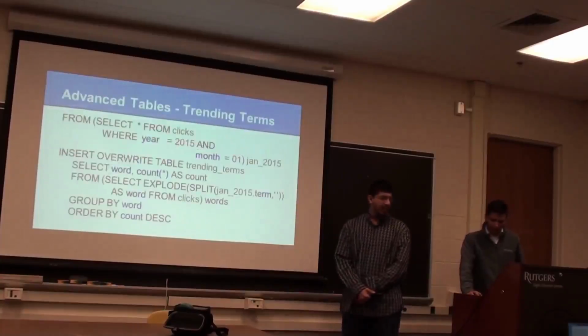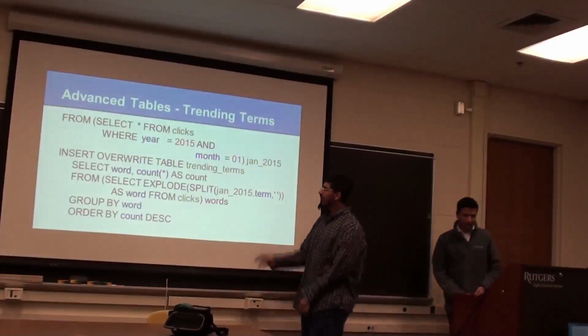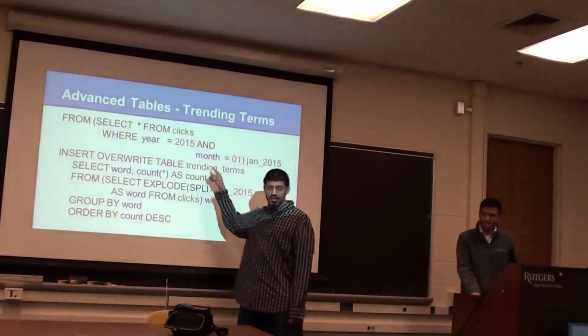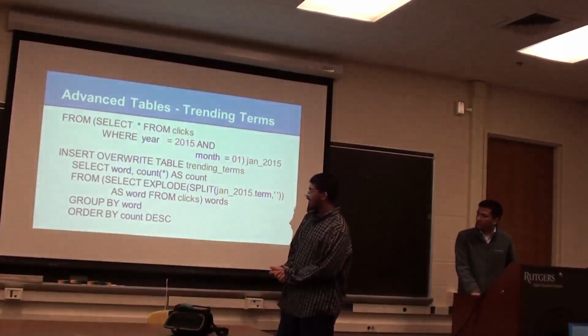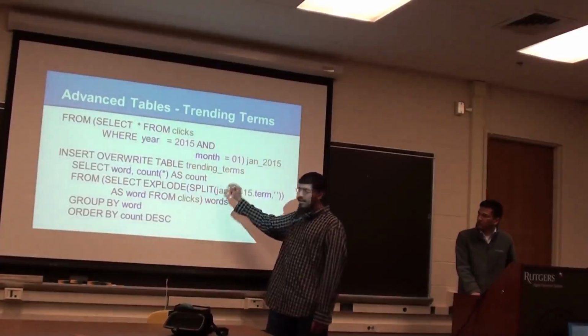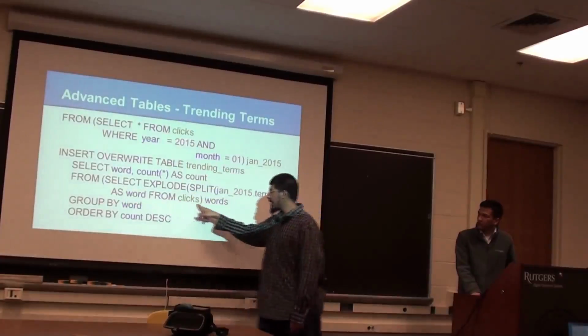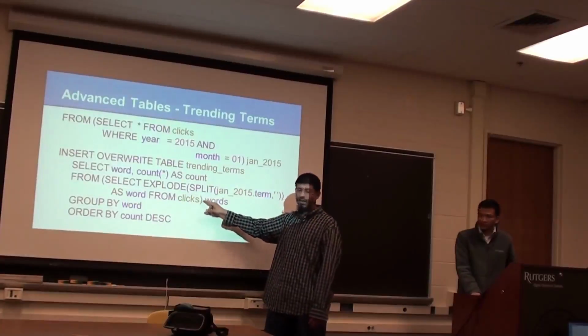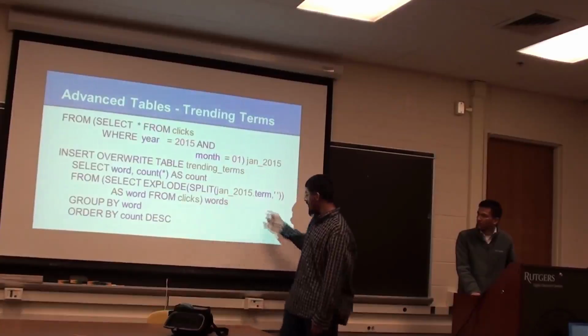Can you go over this once again? Okay. What do you do first? First, you understand the subquery. You select everything. Now you want to create a table, trending terms. Using this table, you first want to do this one, from the January 2015 terms.